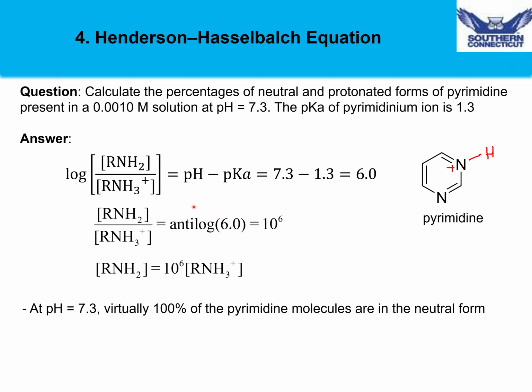That means we're now going to take the antilog of 6, which is 10 raised to the 6. What this is telling us is that the ratio between the base, in other words, pyrimidine, and the acid, in other words, the pyridinium ion, is 10 raised to the 6 over 1. In other words, there is 1 molecule of the pyridinium ion for every million pyrimidine molecules. So virtually at this pH, 7.3, all of the pyrimidine molecules will be in the neutral form rather than in the acidic form.